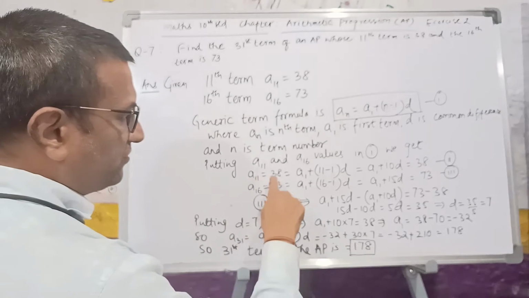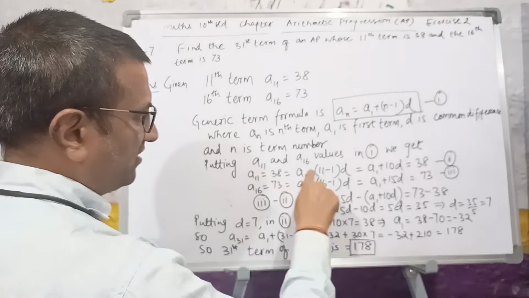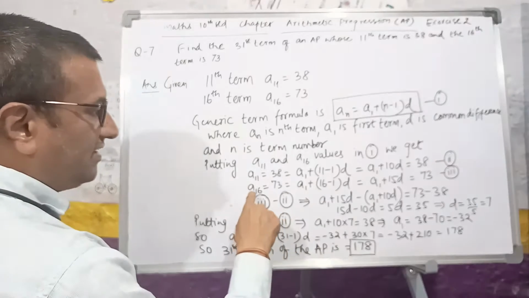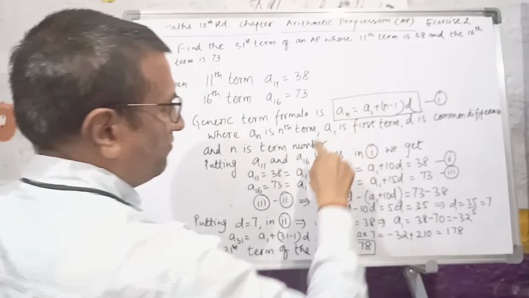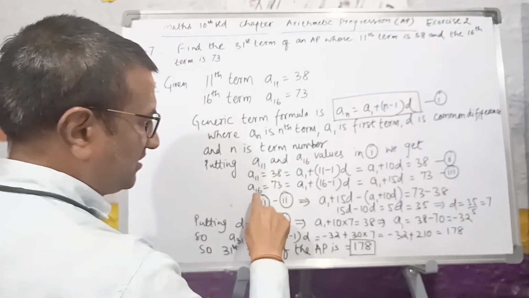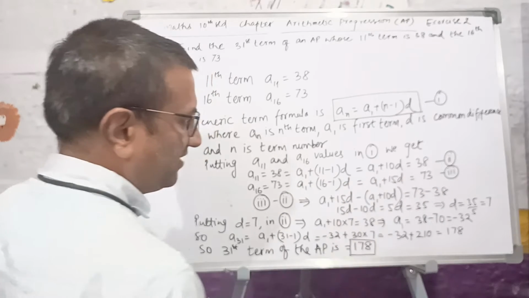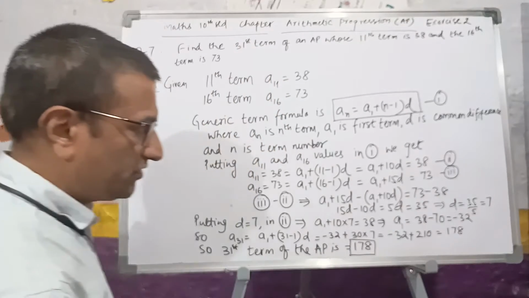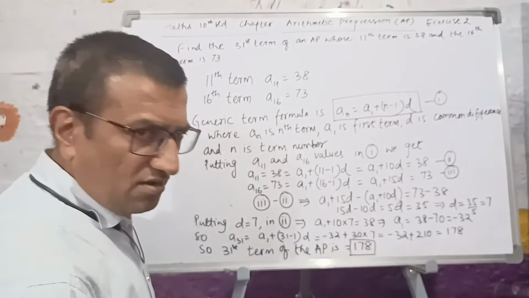So we'll get A11 is equal to 38 is equal to A1 plus, 11th is the term, so 11 minus 1, 10d. So A1 plus 10d is equal to 38. Similarly, A16 is equal to 73, and putting in this equation 1, substitute n by 16, so we'll get 16 minus 1, 15d. So A1 plus 15d is equal to 73. So consider this as second equation and this as third equation. We'll subtract the second equation from the third equation.